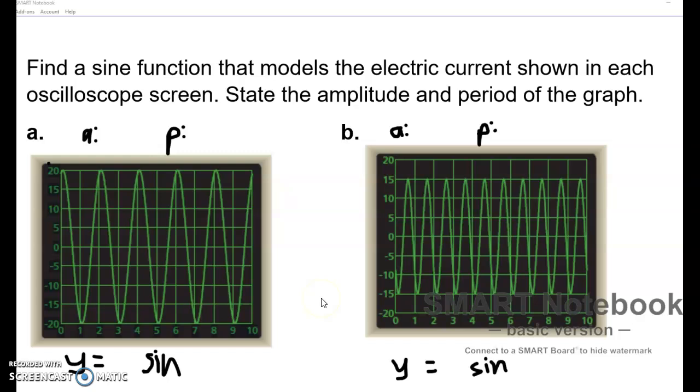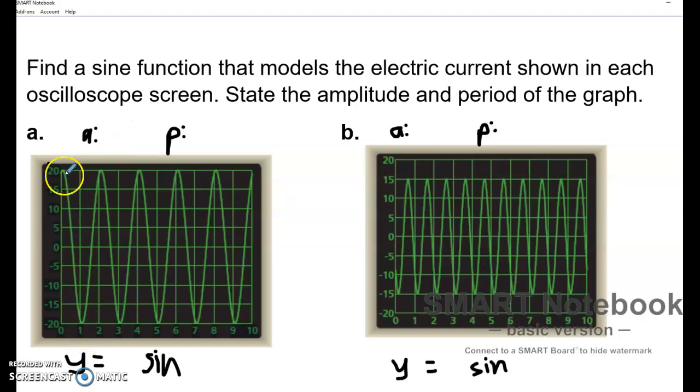In one way that we will use this, if we have a sine function of a model, we are able to find the equation, start with the amplitude and the period of the graph, and then write those equations. So let's look at these. Here's some models of some electric current that's shown on the oscilloscope screen. So some very useful information of some real-life data. So as we look at this, let's identify the amplitude and the period.